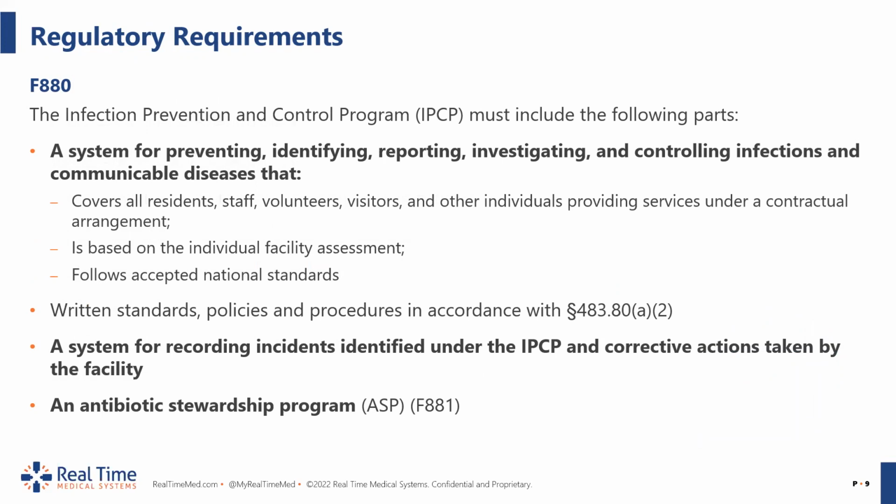With 880, which is our primary and most comprehensive portion of our infection control guidance, we have to be sure that we have that system for preventing, identifying, reporting, investigating, and controlling infections and communicable diseases. And that's going to cover all of our residents, our staff, our volunteers, visitors, and other individuals providing services under a contractual arrangement. So think about how comprehensive that absolutely is when we look at this initial policy.